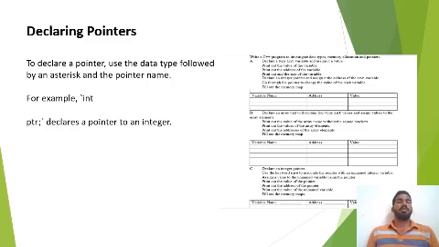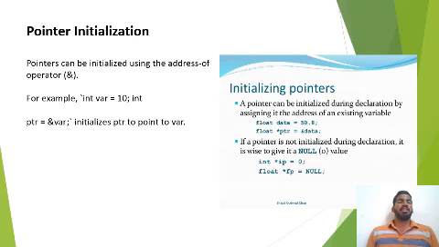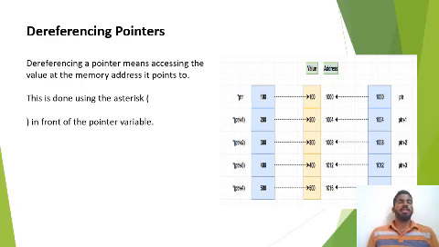Pointer initialization. A pointer can be initialized using the address-of operator. For example, int var = 10; int *ptr = &var; initializes ptr to point to var. Dereferencing pointers. Dereferencing a pointer means accessing the value at the memory address it points to. This is done using the asterisk in front of the pointer variable.